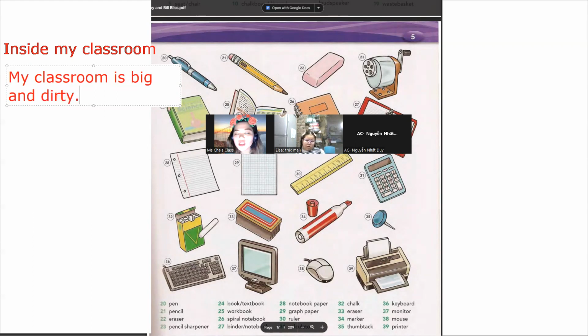Elsa, with this one, what's the color of your classroom? It's white. All right. My classroom is big.